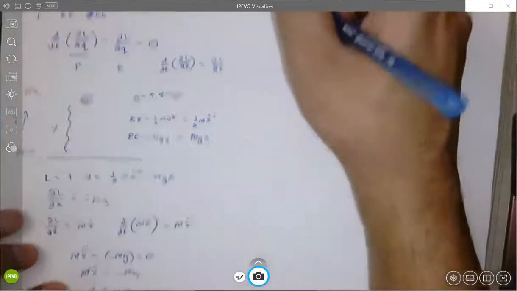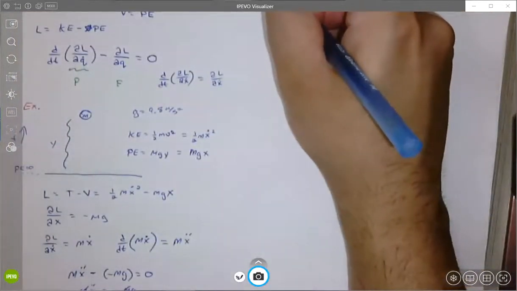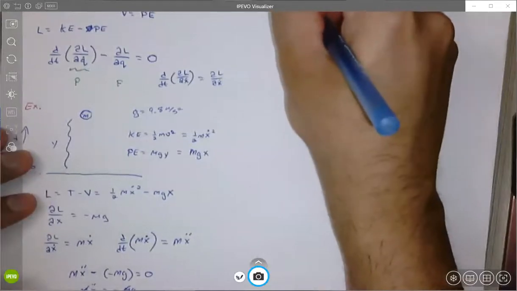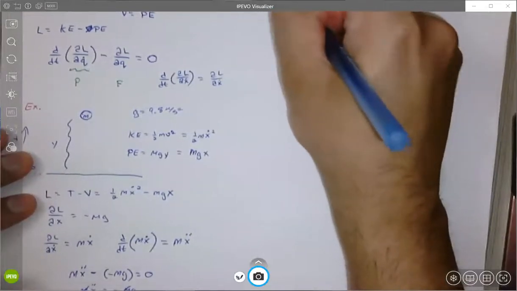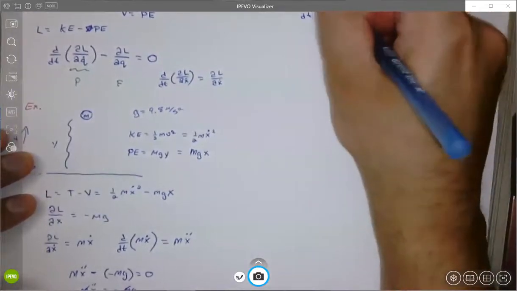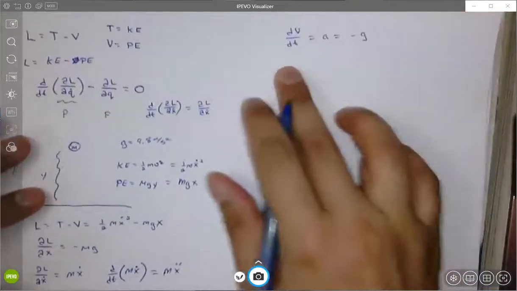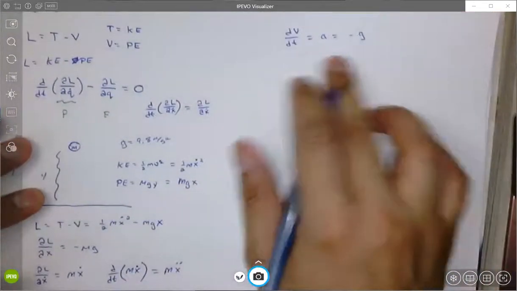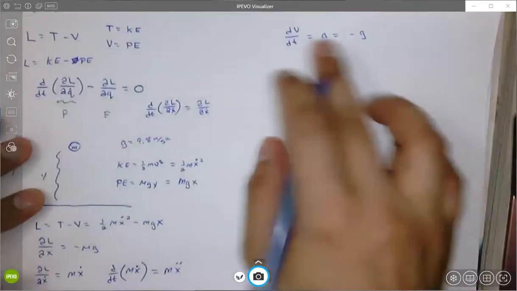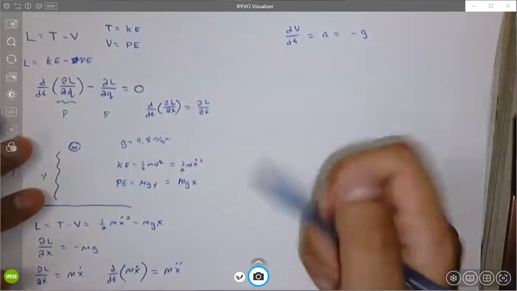Well, we know that acceleration, how do I want to say this? The change in velocity over the change in time is equal to acceleration. In this case, the acceleration is negative g. So that's what this is equal to. And then we can figure out what the position and the velocity are.